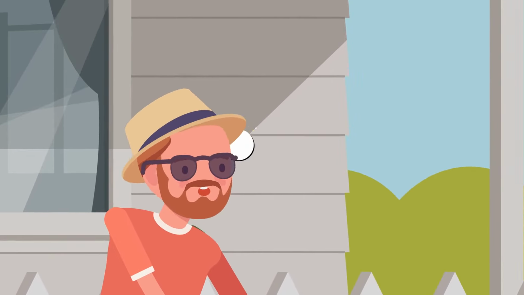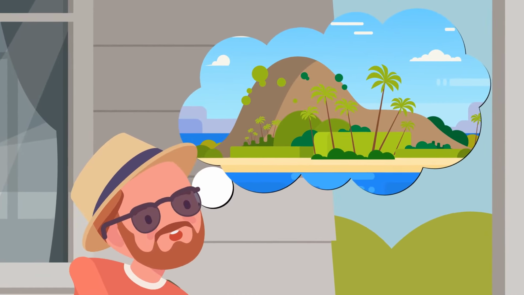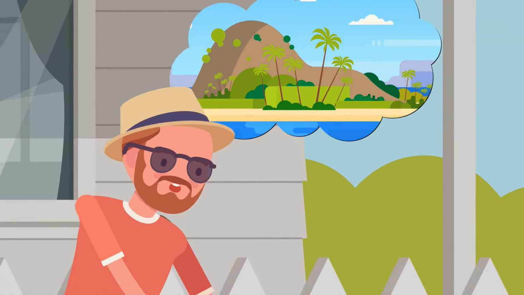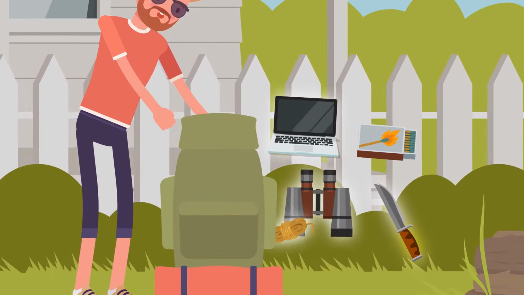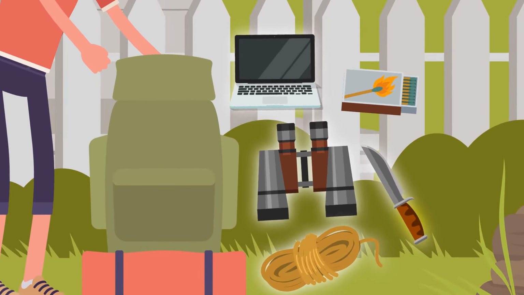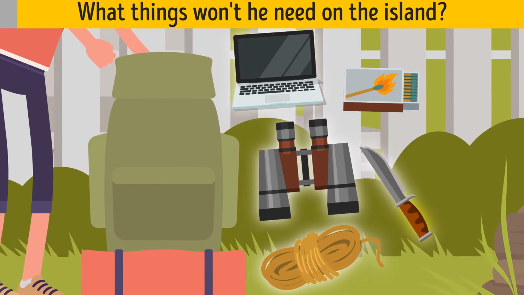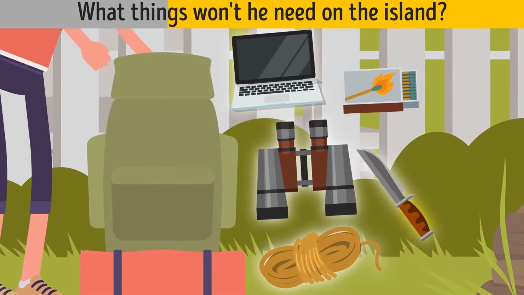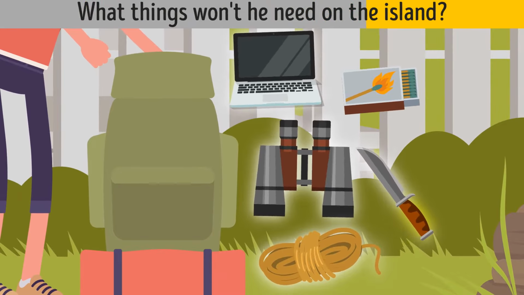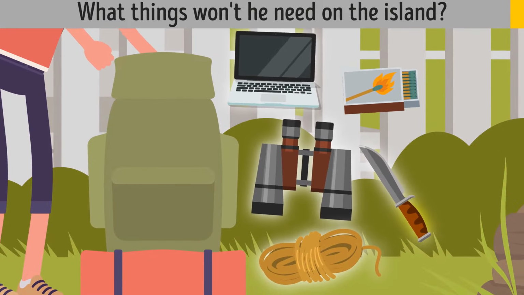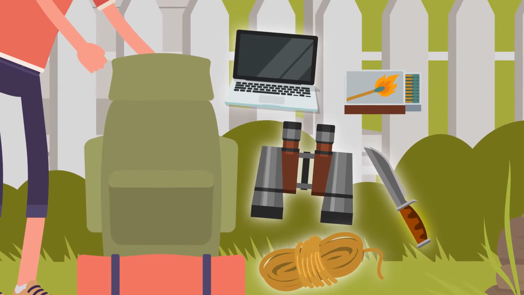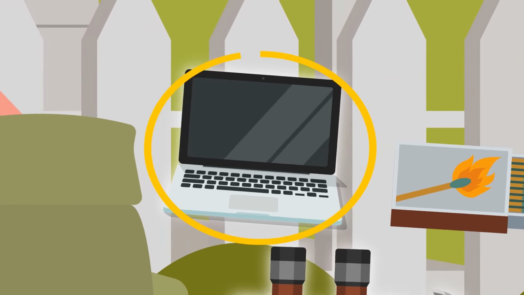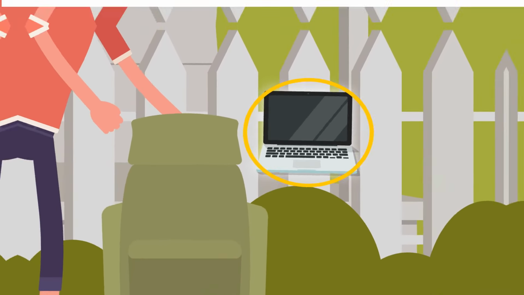Oliver is going on vacation to a deserted island. He will spend a couple of days there, trying to survive on his own. What things won't he need on the island? Oh boy, don't take this laptop with you. It'll run out of power really fast.